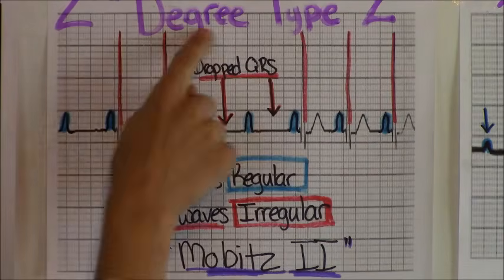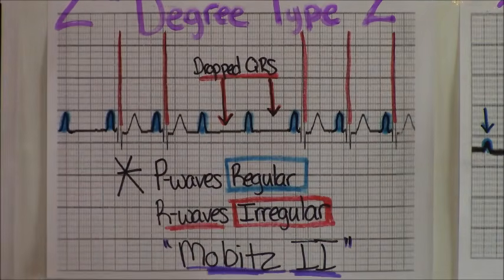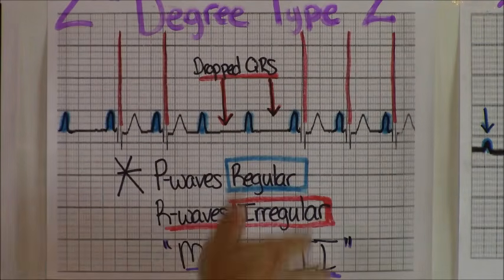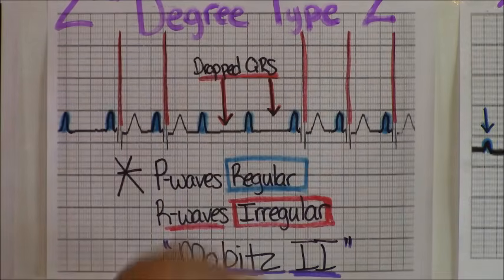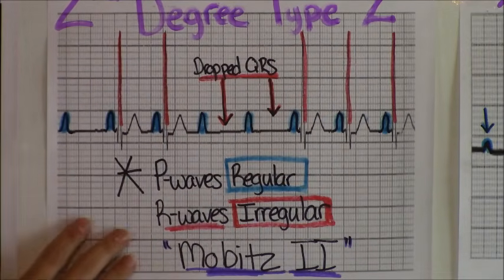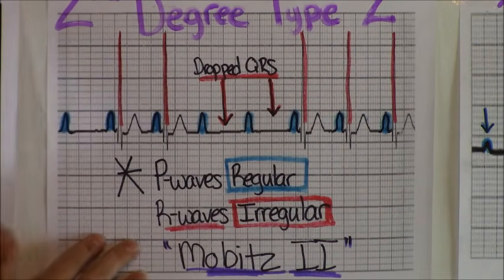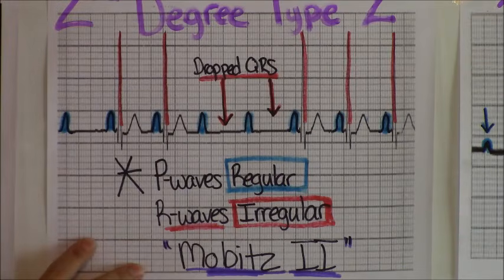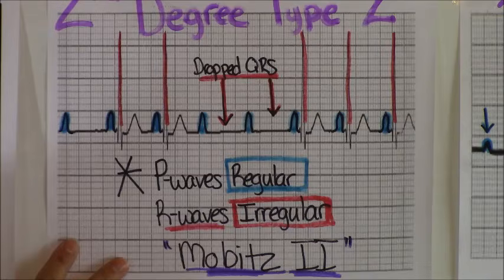Okay, we're going over second degree type 2. This is also called Mobitz II. Usually it's referred to as second degree type 2. Now, a lot of people get second degree type 2 and second degree type 1 confused, but there is a huge difference, and I'm going to show you why. Okay, let's go over our 5 steps.